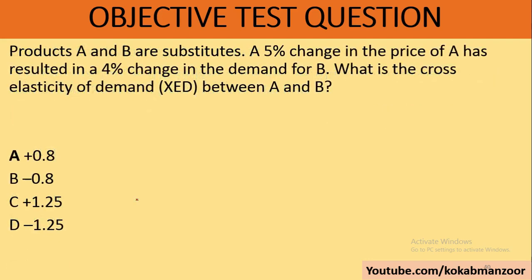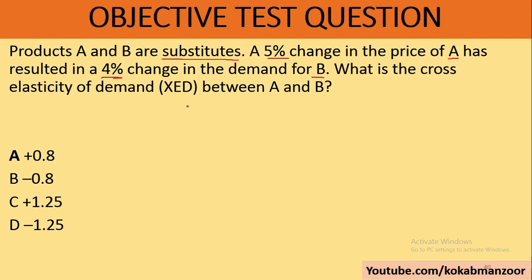Okay, product A and B are substitute. Important word is substitute. Remember substitute, those goods which can be replaced for one another, or those which satisfy the same needs, right? Like Pepsi and Coke are the substitute goods. Okay, now this is first point. A 5% change in the price of A, for example Pepsi, has resulted in 4% change in the demand of B, for example Coke. What is the cross price elasticity between A and B? Now this is very interesting, right?